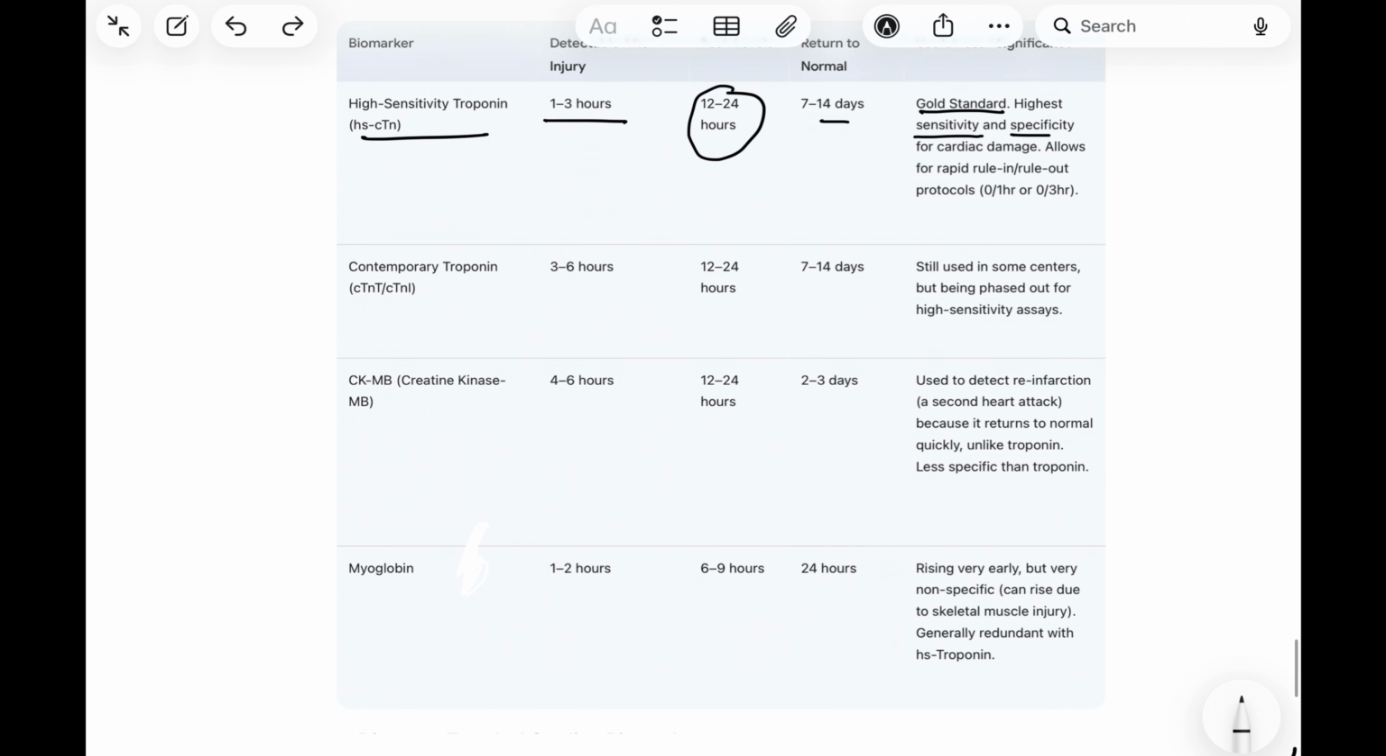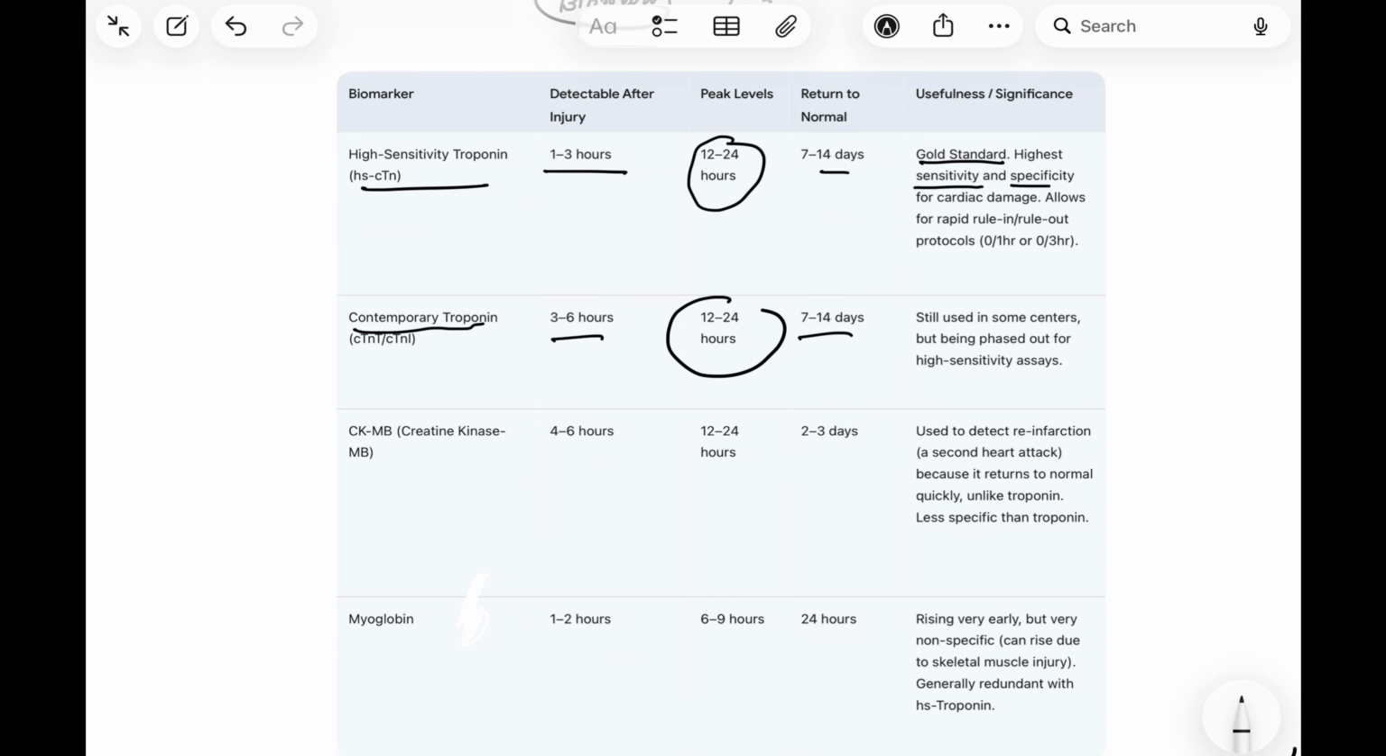The next biomarker is contemporary troponin. Before high sensitivity troponin, we used to use contemporary troponin. It takes 3 to 6 hours to appear, and it remains in the blood for around 14 days as well. The peak is at 12 to 24 hours. So nowadays it has become obsolete. We don't use contemporary troponin anymore. We usually use high sensitivity troponin.